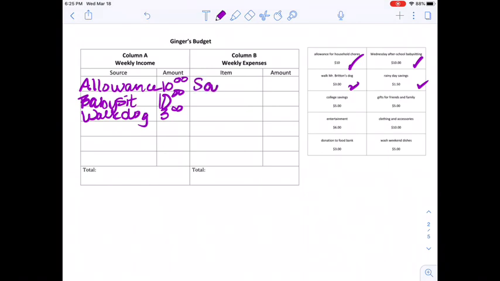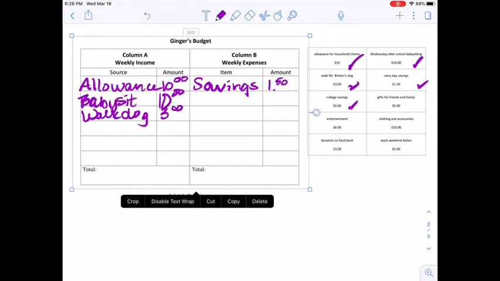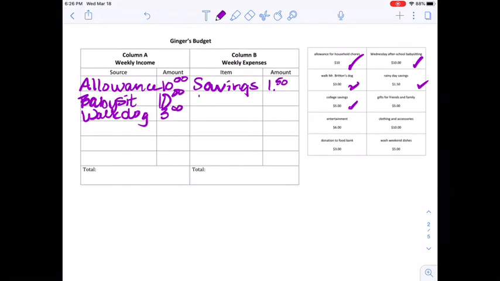So I'm going to put savings, and that is $1.50. Next we have college savings. Again, I'm saving money. It's not income. I'm taking some of my income and I'm setting it aside to pay for something else. So I'm going to put college. And here we are saving $5. So I'm going to put $5.